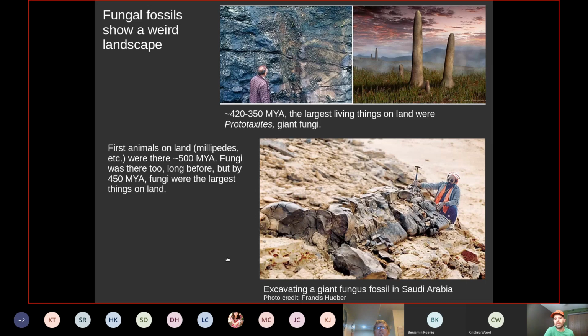This blows my mind. I'm sorry. This is crazy town for me. I wish we still had fungi like this around.